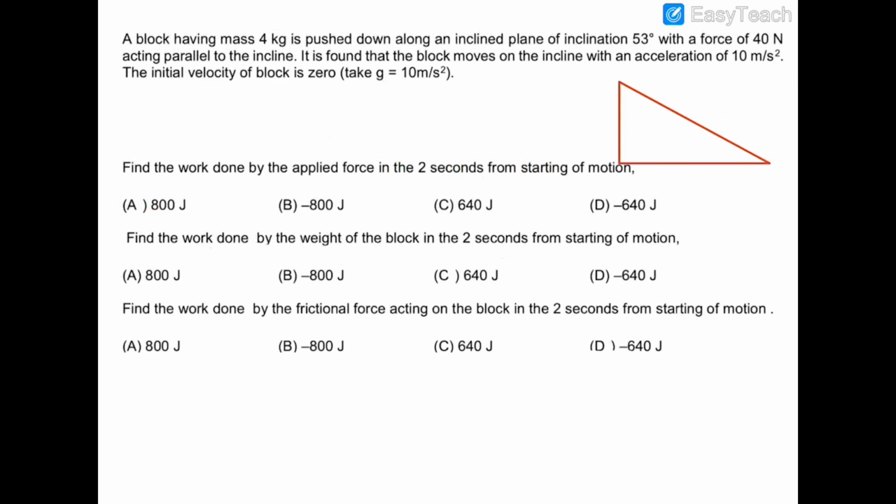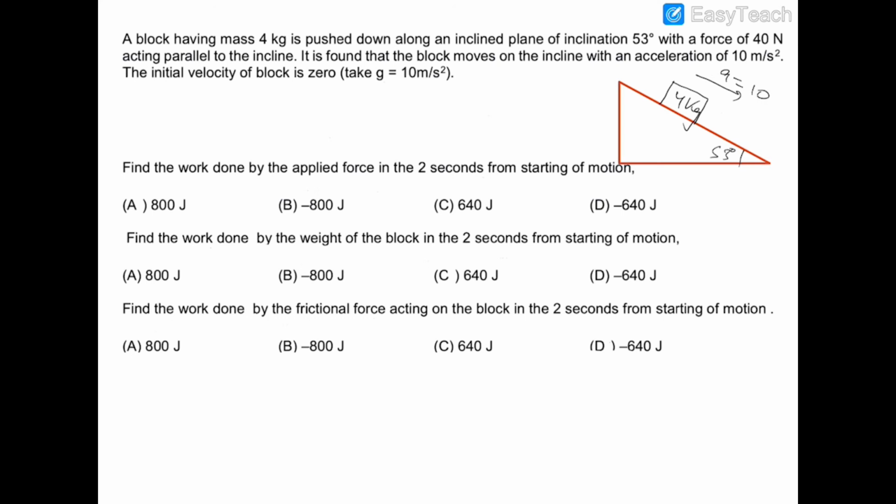In this question, there is an inclined plane and a block of mass 4 kg is kept on this inclined plane. The angle of inclination of the inclined plane is 53 degrees, and a force of 40 Newton is also acting on this block in the downward direction, and the block is moving with an acceleration of 10 meters per second square in the downward direction. It is given in the question.